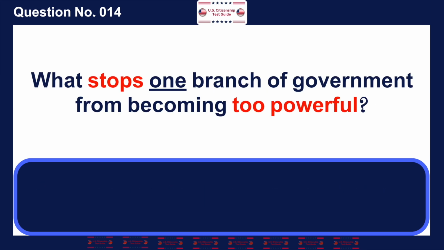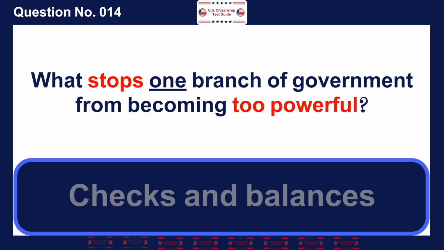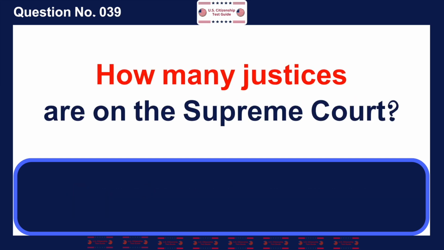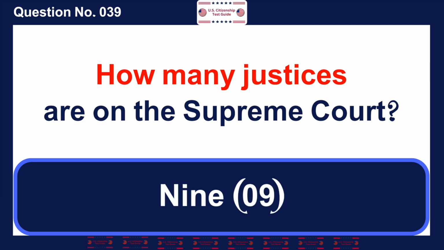What stops one branch of government from becoming too powerful? Checks and balances. How many justices are on the Supreme Court? 9.